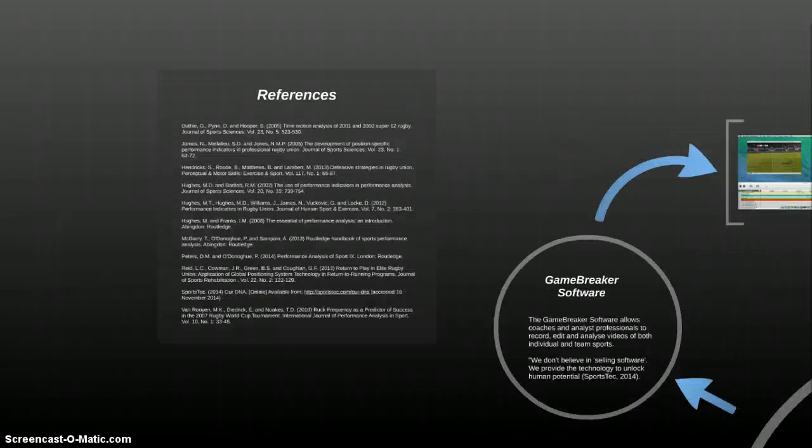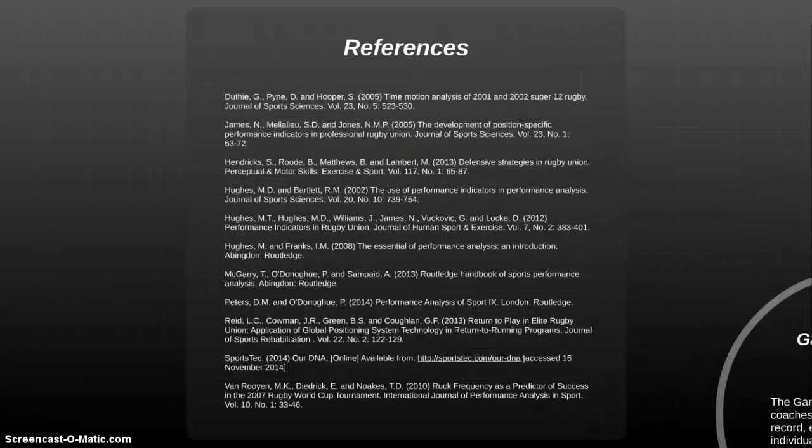Here is a list of the references used during this presentation.